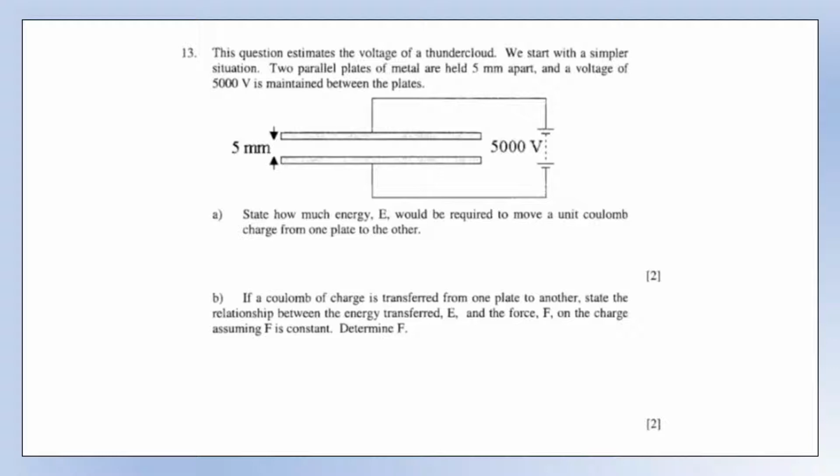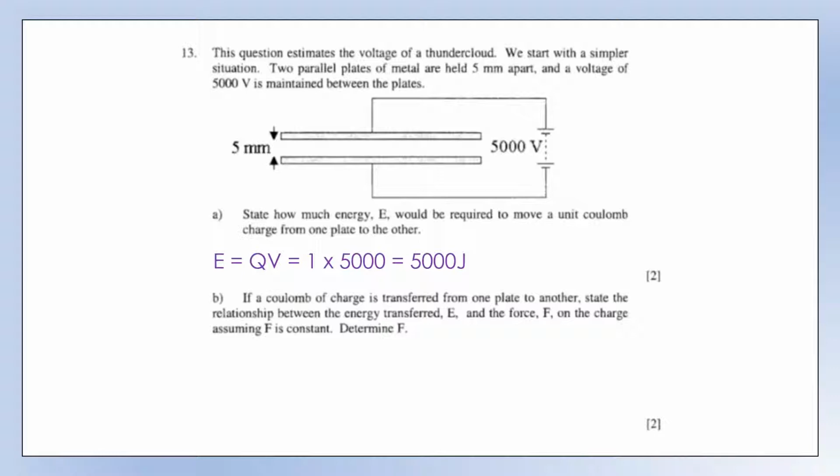So this question estimates the voltage of a thundercloud. We start with a simpler situation. Two parallel plates of metal are held 5 millimeters apart, and a voltage of 5,000 volts is maintained. Okay, so we've got a 5 millimeter separation, 5,000 volts. State how much energy would be required to move a unit coulomb charge from one plate to another. So we can use E equals QV. Our charge is 1. We're trying to move it through a potential difference of 5,000. So we're going to need 5,000 joules of energy.